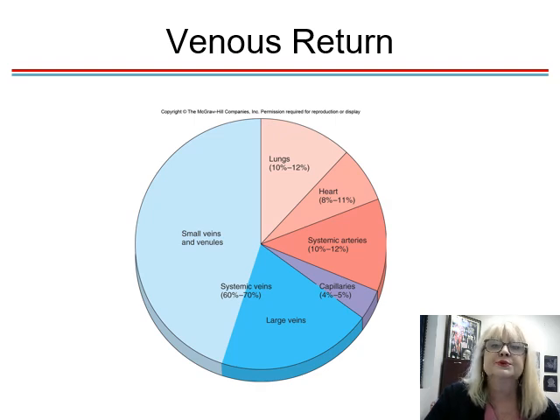Okay, the venous return. So this is the distribution of blood within the circulatory system at rest. You can see the small veins, the large veins, the capillaries, systemic arteries, the heart, and the lungs. You notice that the venous system contains most of the blood. It functions as a reservoir from which more blood can be added to the circulation under certain conditions such as exercise.